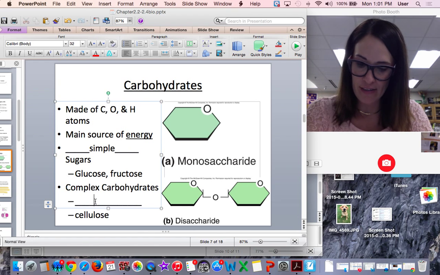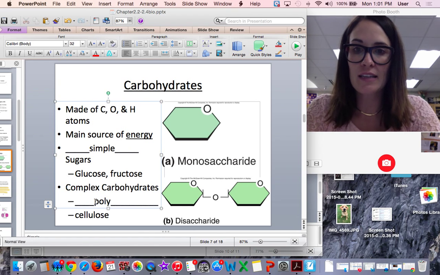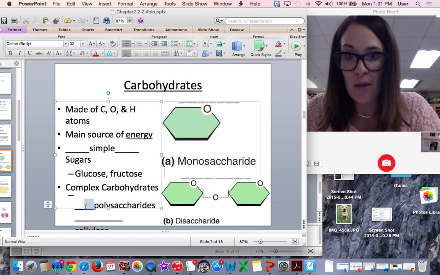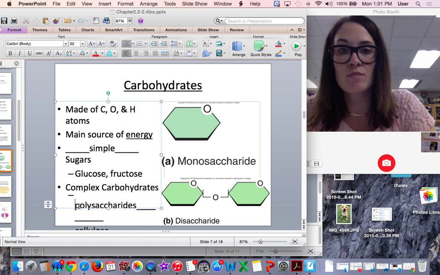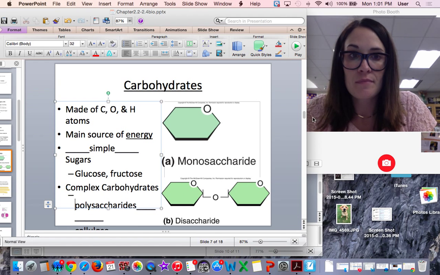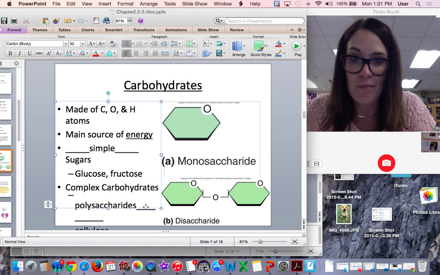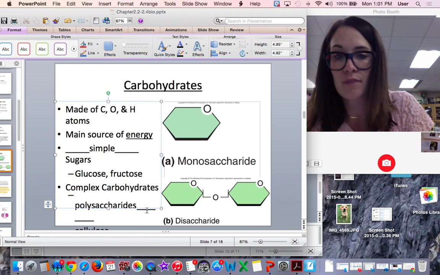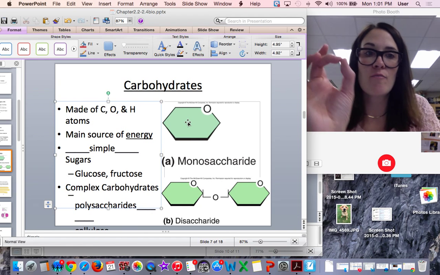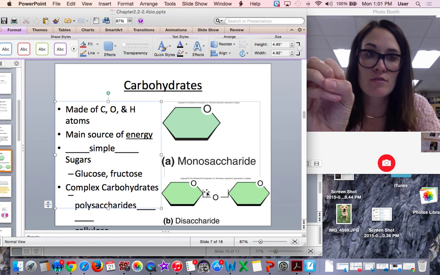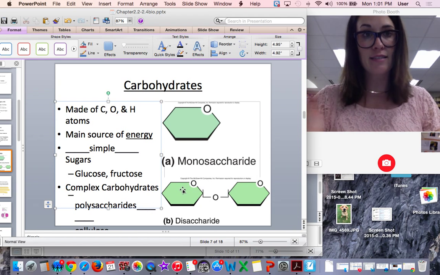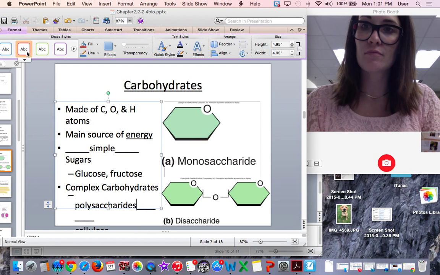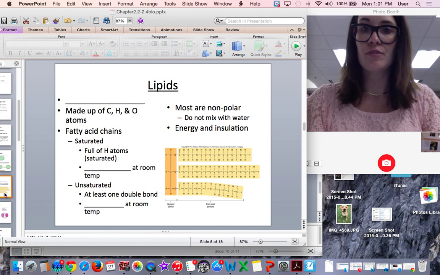Complex carbohydrates are called polysaccharides. That prefix poly means more than 2, okay? An example is cellulose or glycogen in your liver and your muscle cells. So here we go. We have a monosaccharide. The 2 have been joined together to form what's known as a disaccharide. And if you have more than 2, it's called a polysaccharide. Mono 1, poly more than 2.